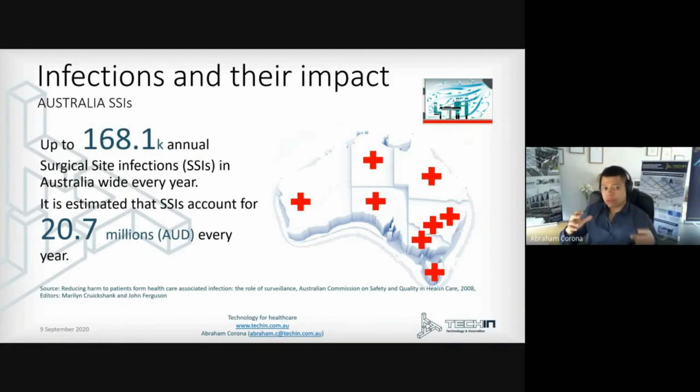How do we get to the 20.7 million? A surgical site infection is defined in different ways, but let's say the easiest one is when you have an open wound, you close it, and you get an infection near that wound within 30 days after you have been released from the hospital or from the operating theater.